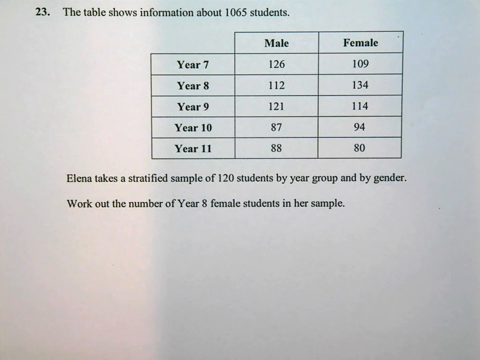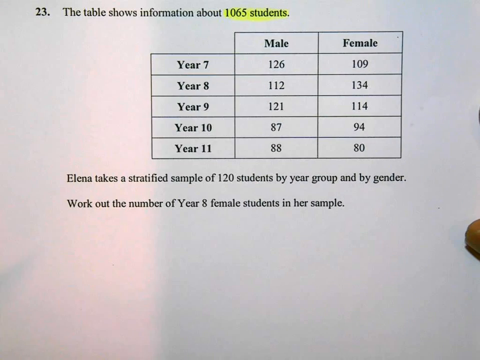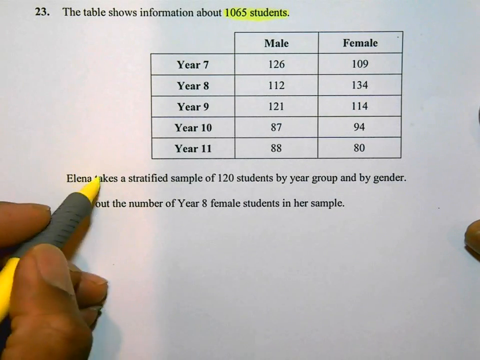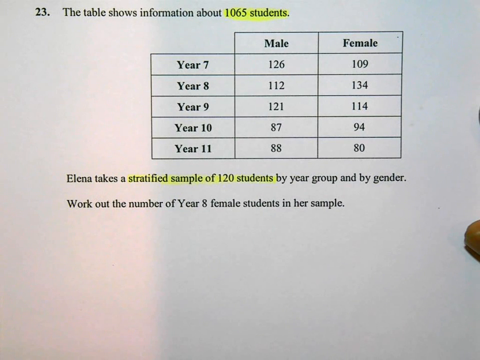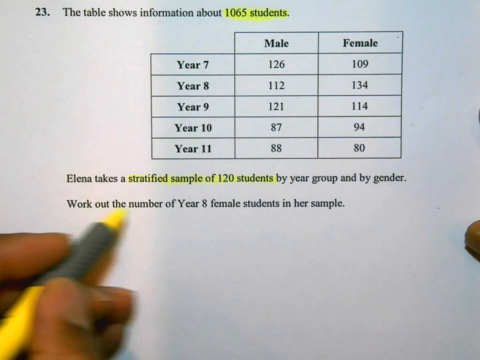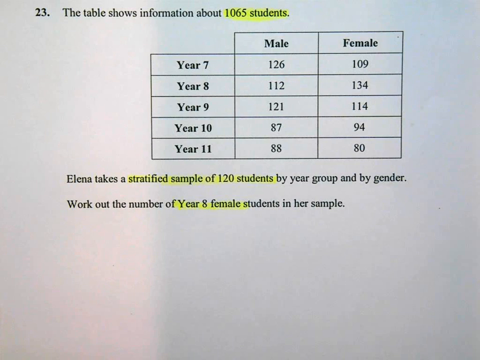It says the table shows information about 1,065 students. Elena takes a stratified sample of 120 students by year group and by gender. Work out the number of Year 8 female students in her sample.